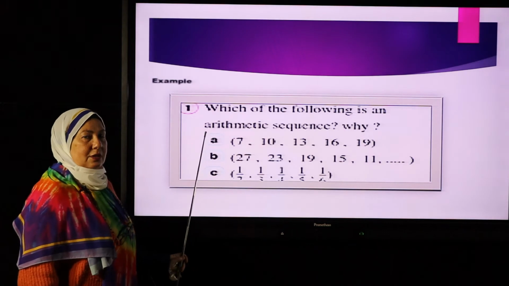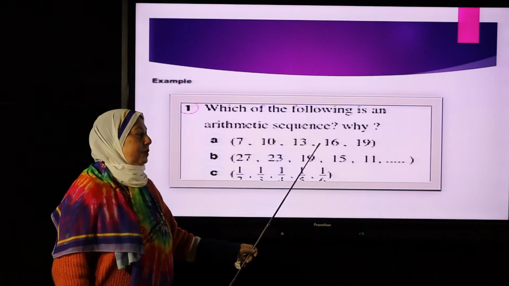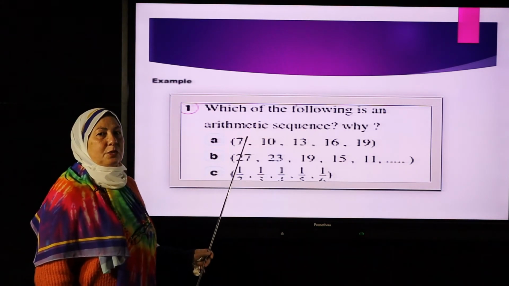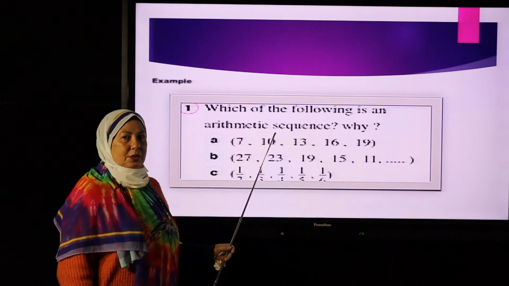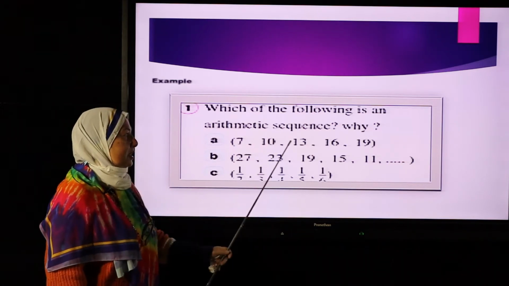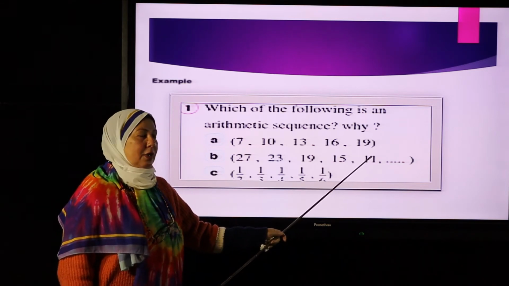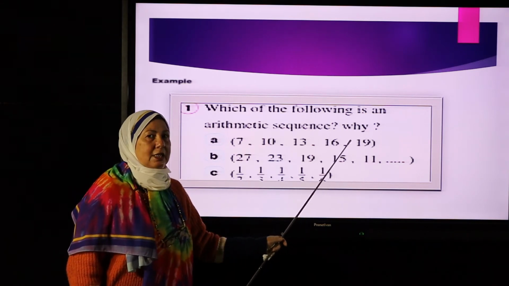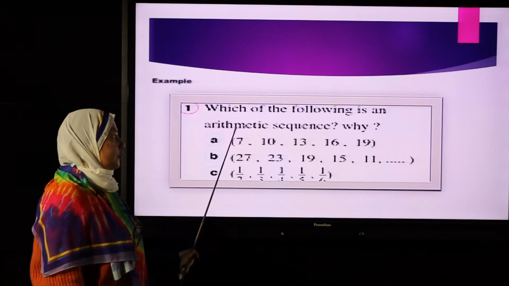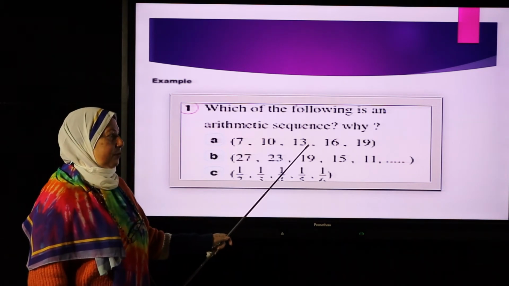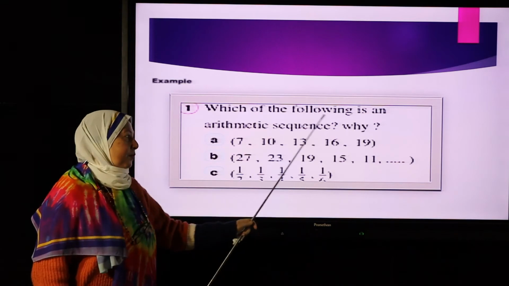The difference is constant. What's the meaning of difference is constant? Common difference between any two terms. Therefore, this sequence is an arithmetic sequence. Finite or infinite? Finite. Why? It has a limit, it has an ending term: first term, second term, third term, fourth, fifth term.